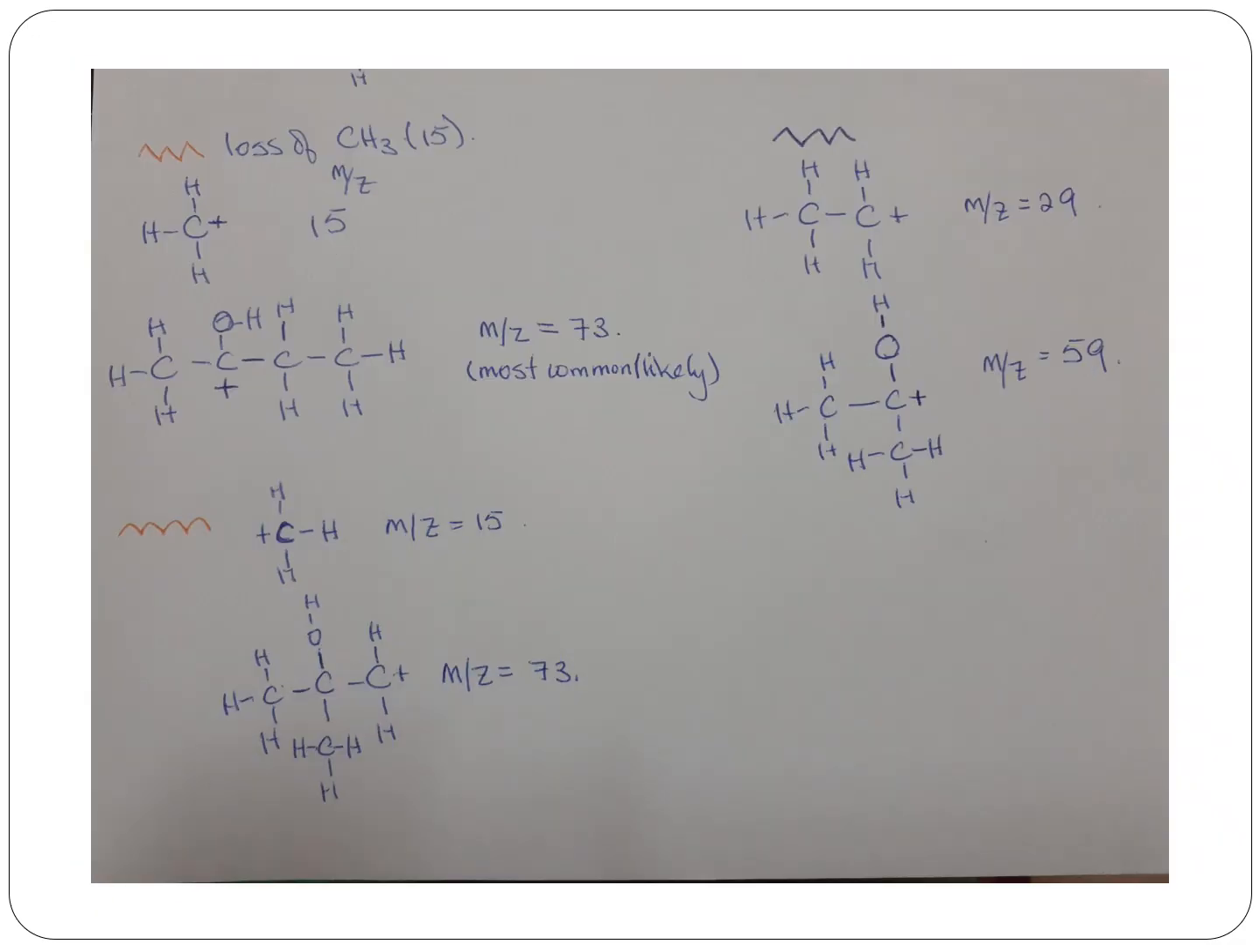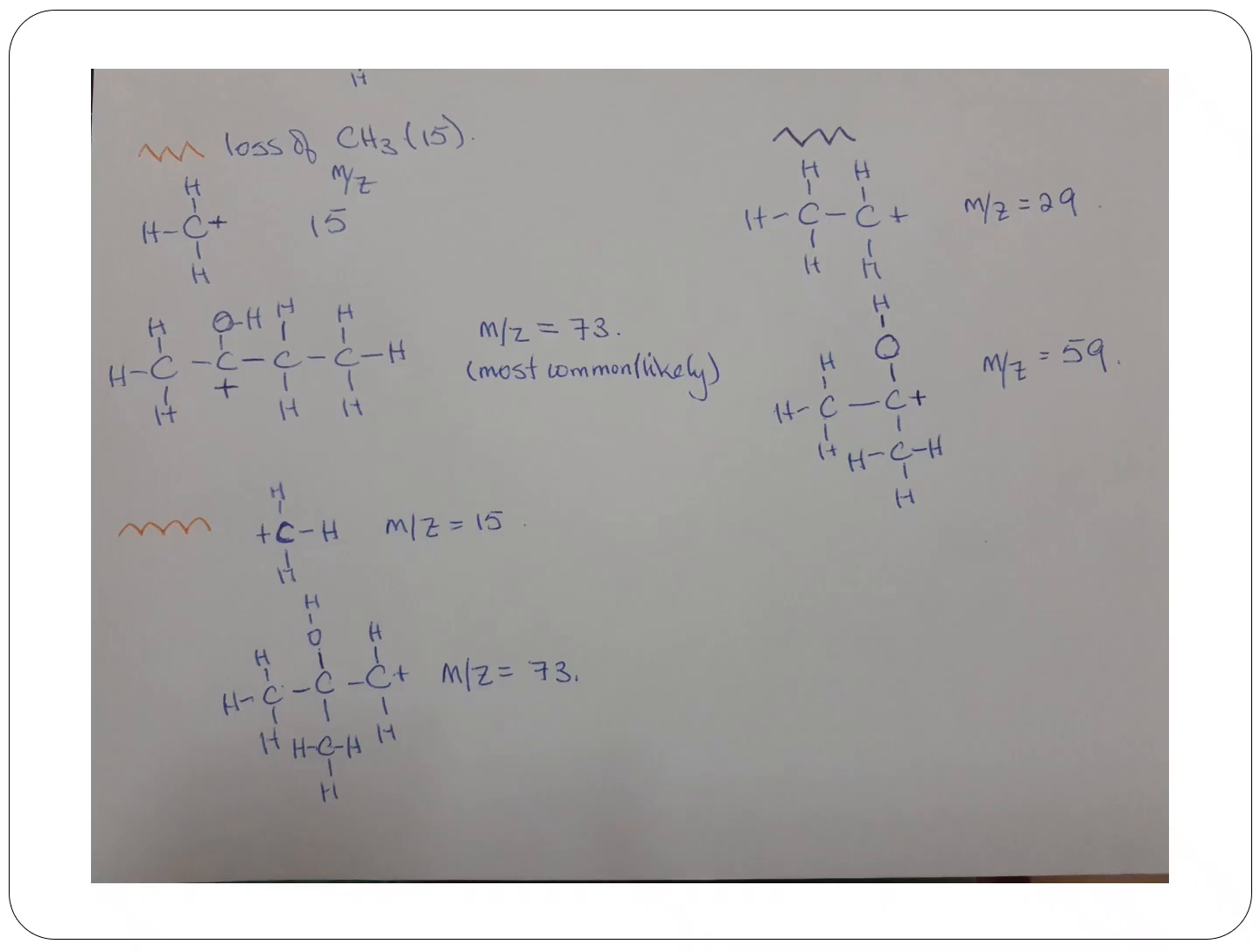If I lose my mass-to-charge ratio of 15, there's more than one potential place that I can lose my methyl group, that's CH3. I can lose that CH3 from the carbon to which the hydroxyl is attached, or I can lose that methyl group from the carbon on the far end, which is my end-of-chain methyl group, right? So there are 2 possible ways.